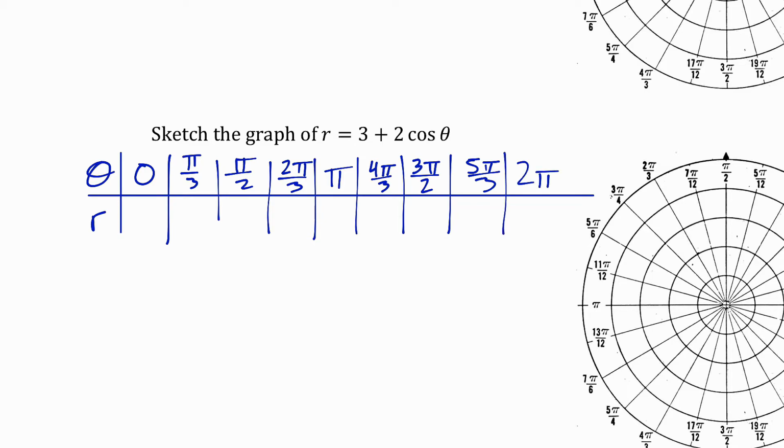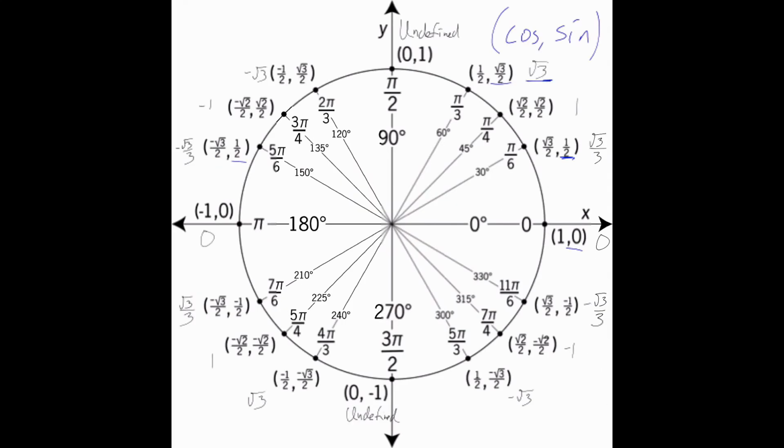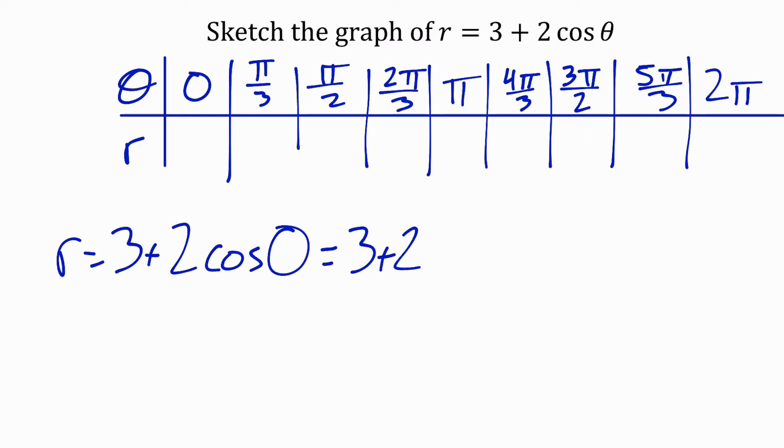Now again, this is where calculators are going to come in handy. We're going to do a couple of these by hand, but then we'll just do the rest on a calculator. So we have r equals 3 plus 2 times the cosine of our first theta value, which is 0. That ends up being 3 plus 2 times... I'm going to jump back to the unit circle. The cosine at 0, remember cosine is your x value, is 1. So it's going to be 3 plus 2 times 1, which gives us 5.